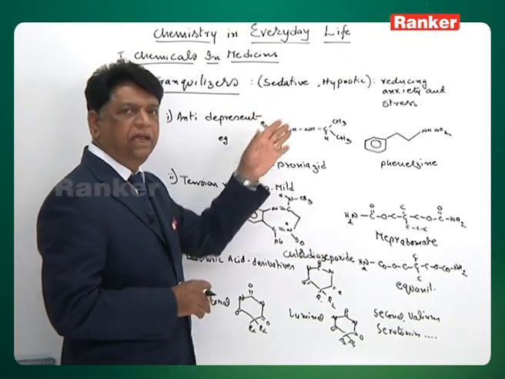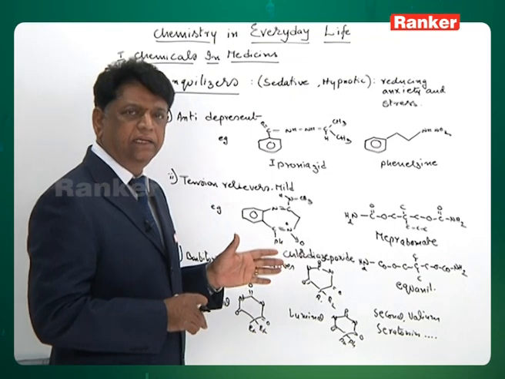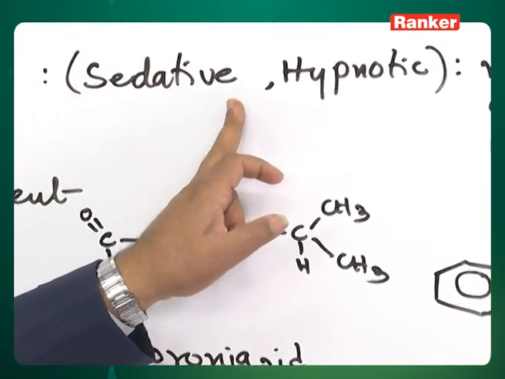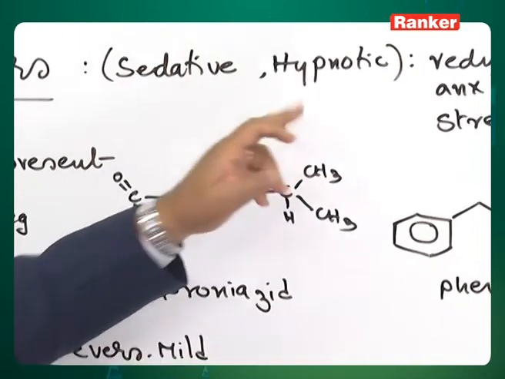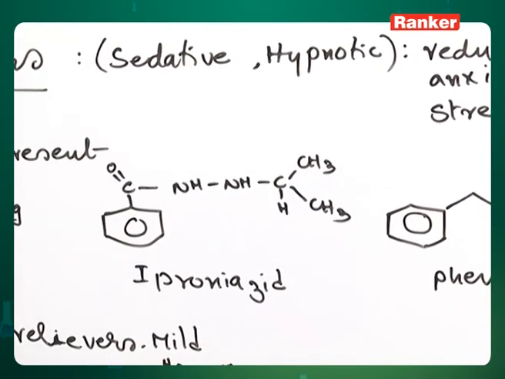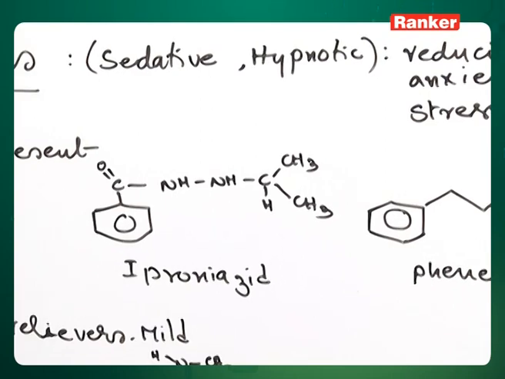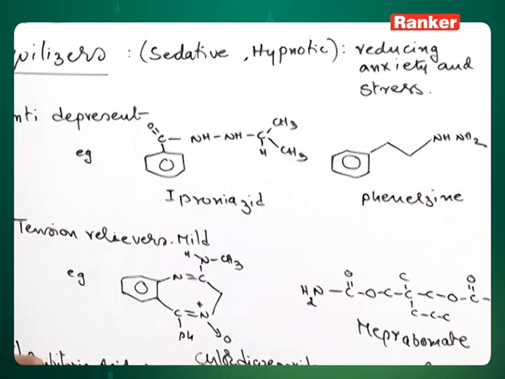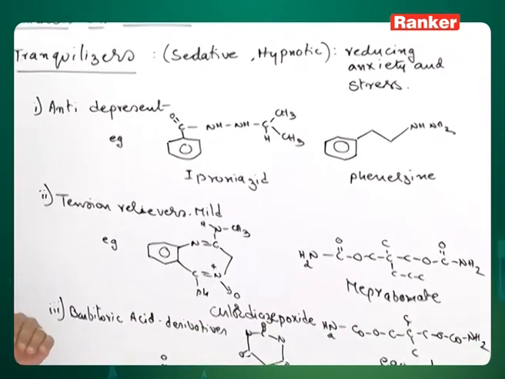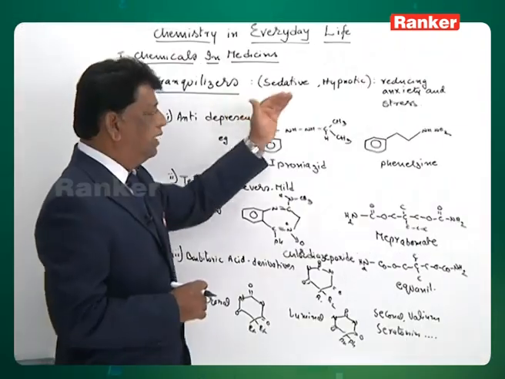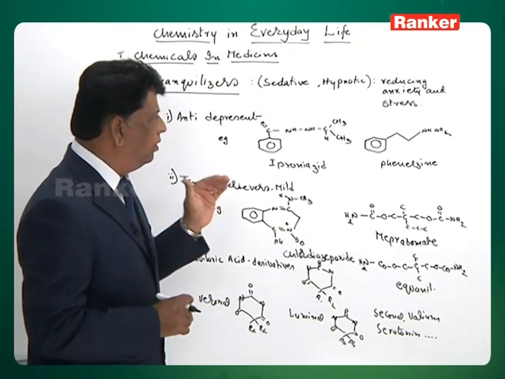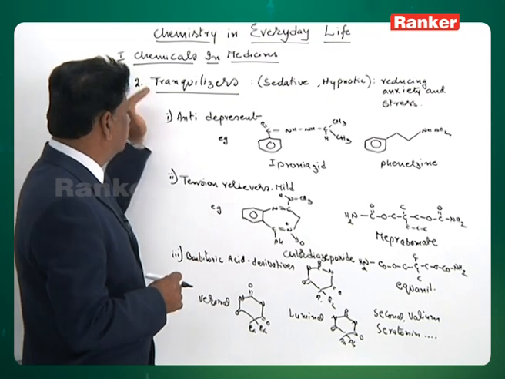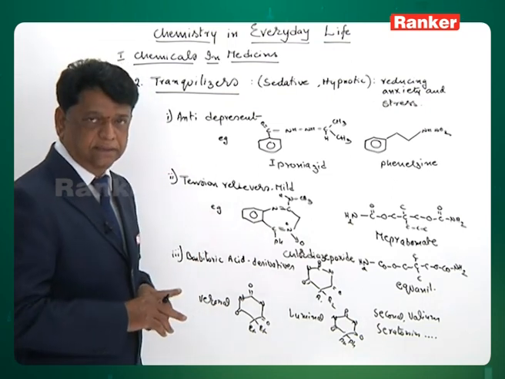Sedative is the lowest level of managing the central nervous system. Without sleep, the anxiety will be controlled. Hypnotic means with sleep, the anxiety is controlled. So people get sleep, meaning the central nervous system's working decreases and people will get sleep for some time. You will get relieved from all these problems. So these are the main three types of drugs that come under tranquilizers.